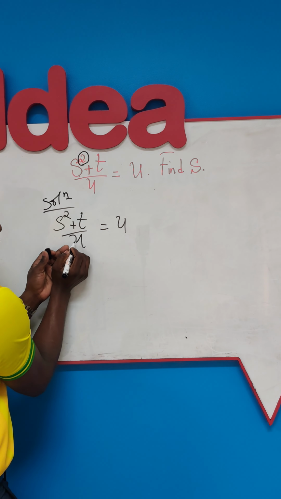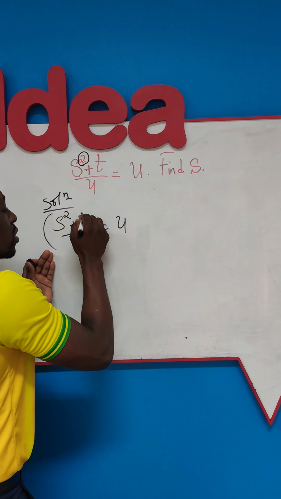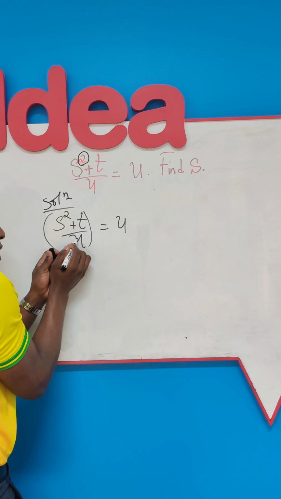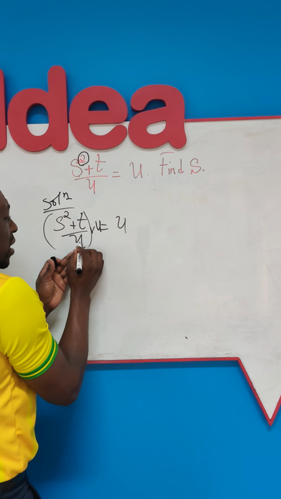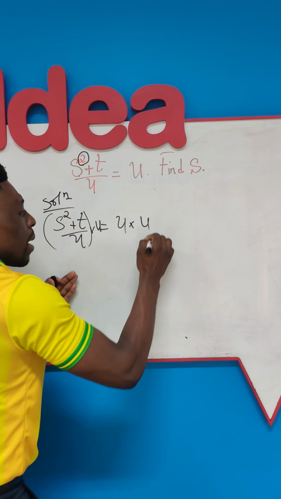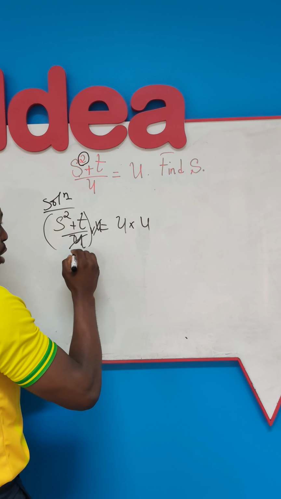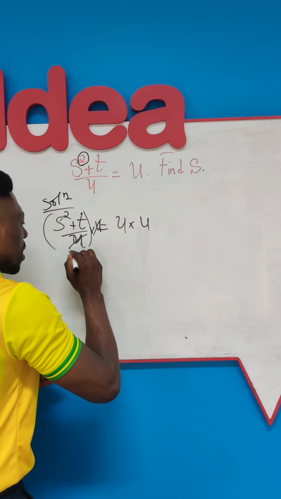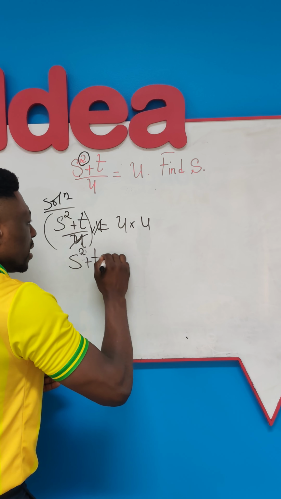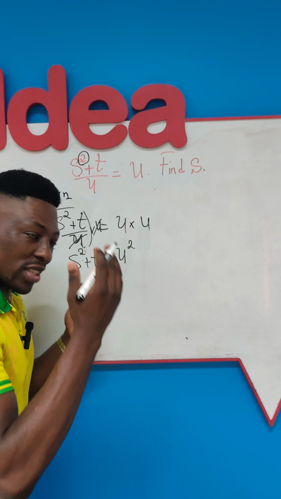The first thing here is to get rid of this denominator. How do we get rid of it? By doing the opposite of what brought it here. What brought it here is a division, so the opposite of division is multiplication. So we will multiply both sides by u. By so doing, this u down here falls off, and we're left on the left with S squared plus t equals u squared, because u times u is not 2u, it's u squared.